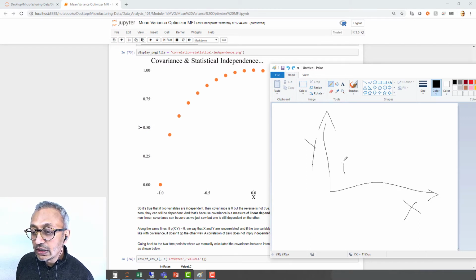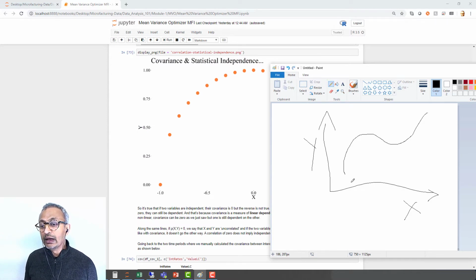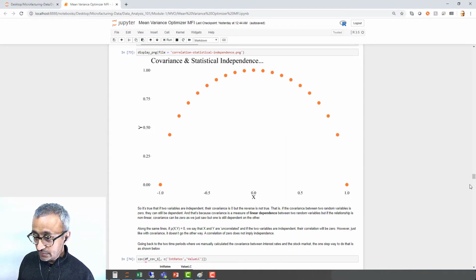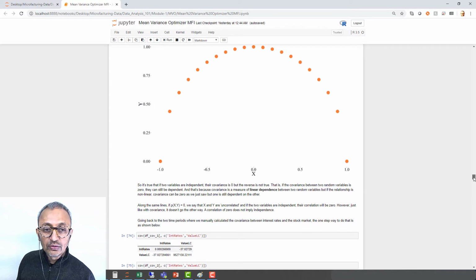Non-linear would be something like this. As x increases, y increases initially, but then it drops again and then it goes up again. A lot of the time that's reality. When we get to the section on predictive modeling, we're going to look at what we need to do with this non-linearity in your data. But what it is telling you is that just because the covariance is 0 doesn't mean that they are not dependent. There could still be statistical dependence.